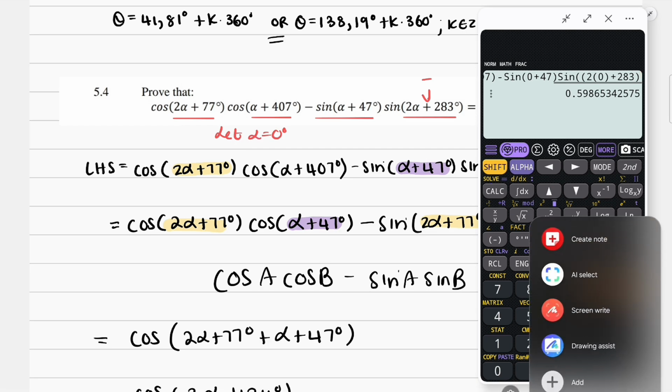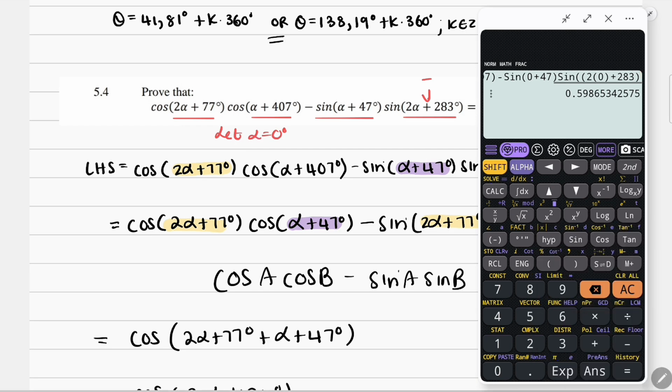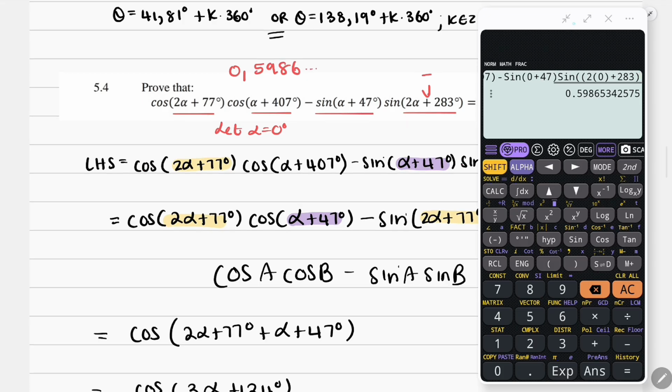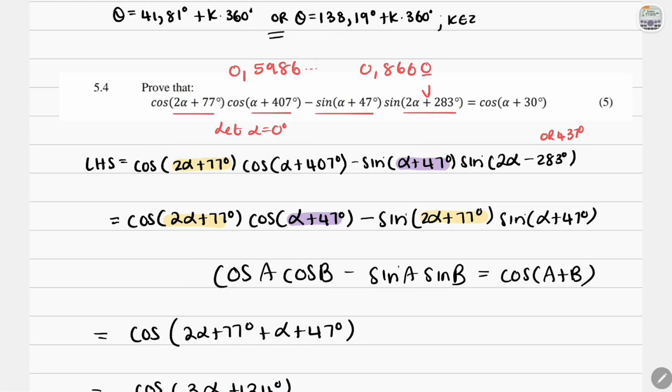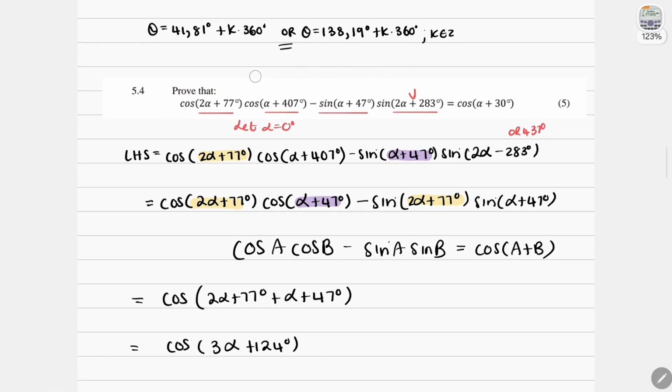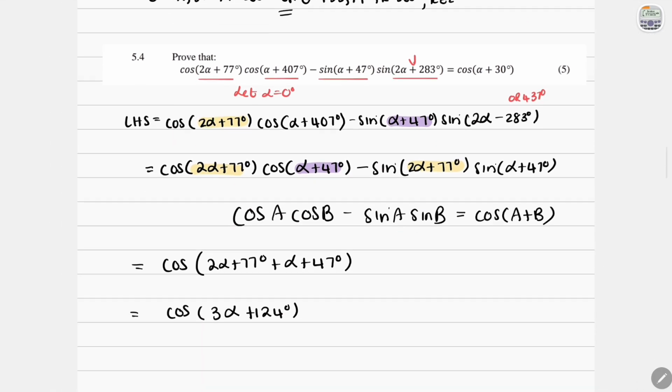When I substitute 0 on the left-hand side, this is what I get. So 0 all through. You can try substituting 0 there, and we get 0.5986. Now, this should be consistent with the right-hand side. If you substitute 0 here, so cos 0 plus 30 degrees, we get 0.8660. And you see how these are not the same. So it means that there was an error in this question.